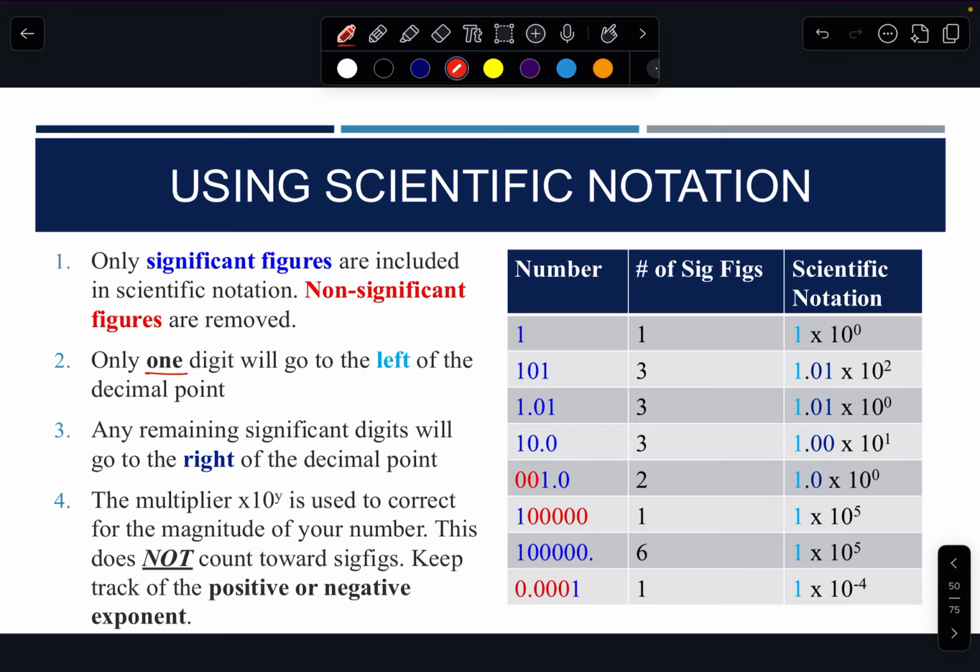Any of the other digits is going to go to the right of the decimal point, and those are going to be the significant digits only. Remember that when you have this multiplier times 10 to the y, whatever the number is, you do not include those in your count for the significant figures. So we only have one significant figure here, even though there are technically three digits, right? You have a 1, a 0, and a 0.